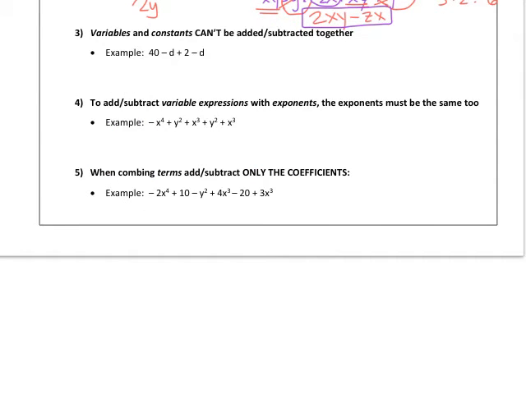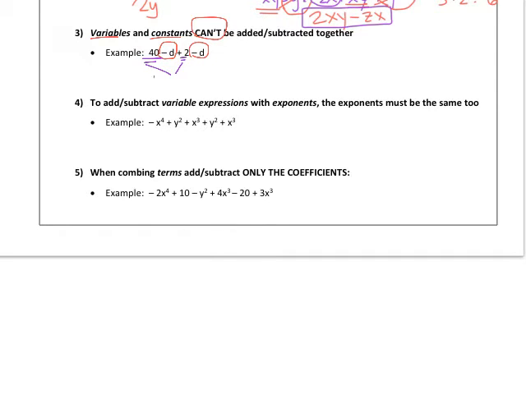The next rule we have here is that variables and constants cannot be added and subtracted together. Okay, so if I'm looking carefully at what I have, this expression here, there's no equal sign, so we know it's an expression. This term has a variable and this term has a variable. The other two are not variable terms. Okay, so I have to be very careful to only combine the things that are alike.